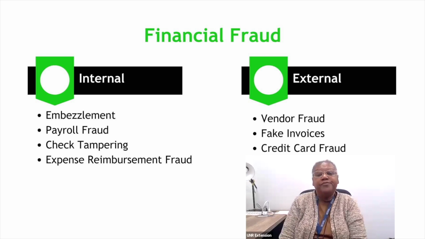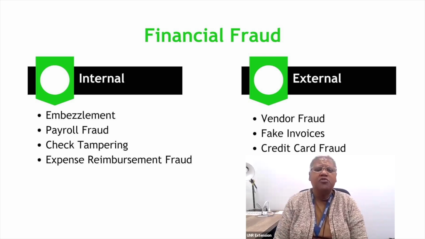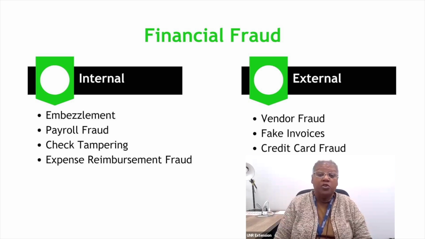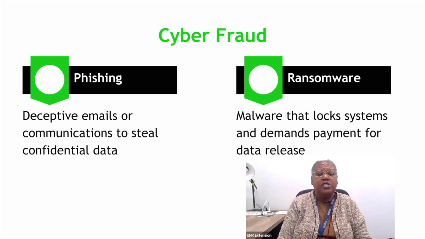So how do you get hit with financial fraud from an external standpoint? Well, it could be vendor fraud, it could be fake invoices, it could be credit card fraud, somebody using our credit card. We know we live in the world of identity theft, so when people steal our identities, what are they going after? They're going after our money. So just be aware. From a cyber standpoint, there's phishing: deceptive emails and communications that steal our information. Again, what are they stealing the information for? They're stealing it for money.